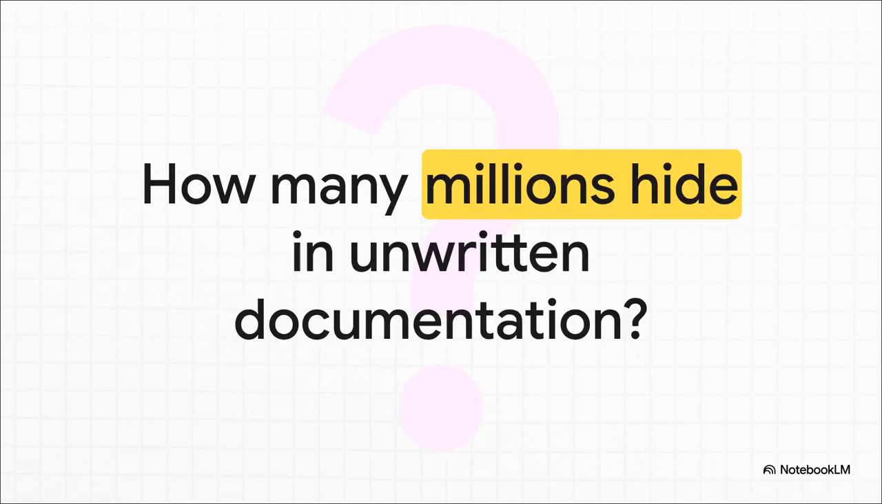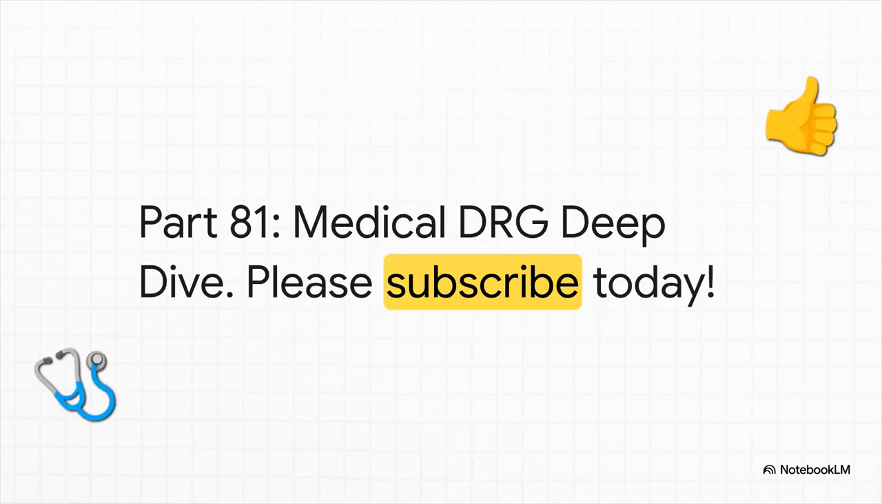I want to leave you with a provocative thought. We saw earlier that missing just one secondary diagnosis, like COPD, cost a facility $2,300 on a single chart. When you scale that up across tens of thousands of annual discharges, how many millions of dollars are hiding in your hospital's unwritten documentation right now? Something to think about.